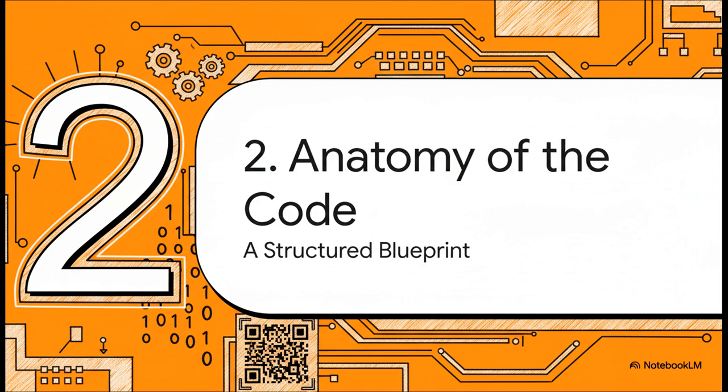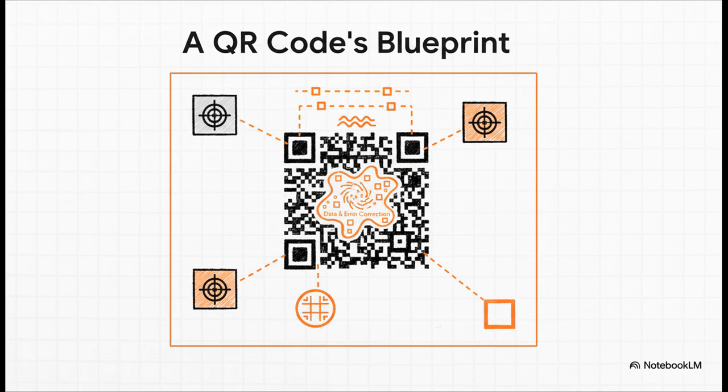So let's look at the anatomy. You know, every single QR code is built from a few key parts. You can think of them like the skeleton and the organs that give the code its function. You've got the big finder patterns, alignment patterns, the data itself. Each piece has a really critical job to do.